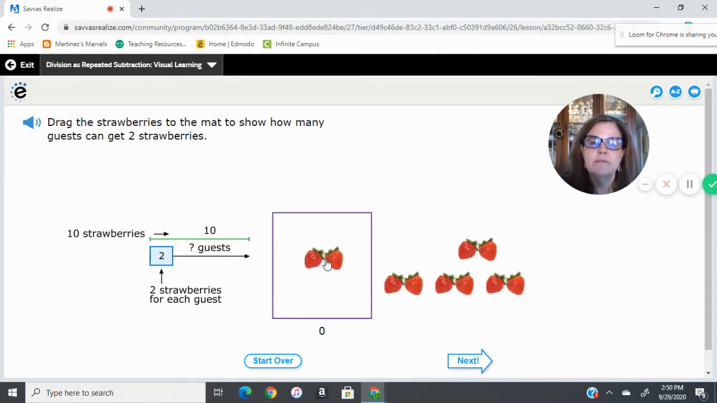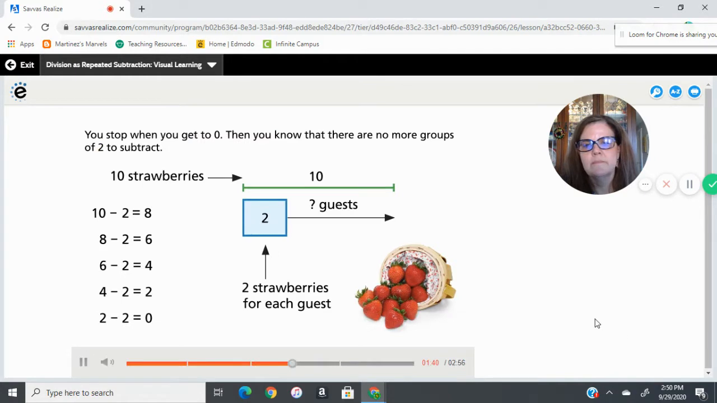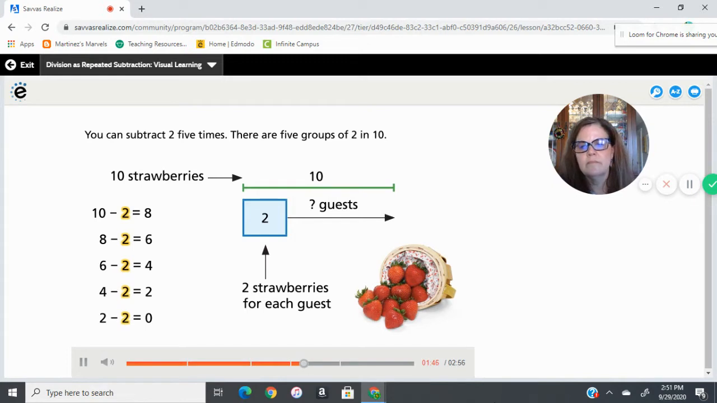Okay, so we got 1 set, 2 sets, 3 sets, 4 sets, and 5 sets. You can subtract 2 5 times. There are 5 groups of 2 in 10. There are no strawberries left.